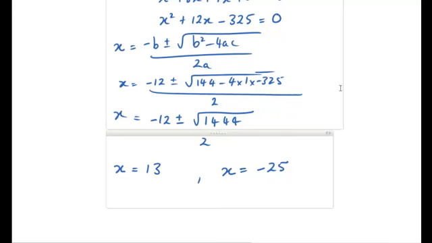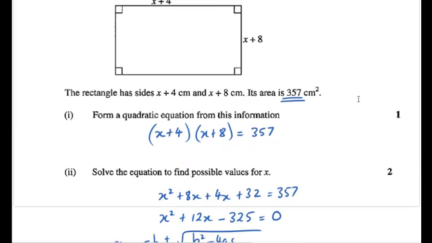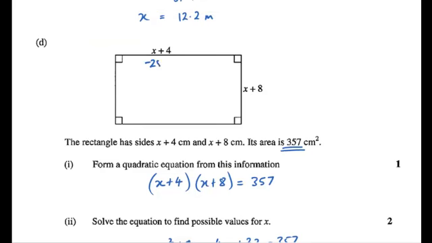Now, don't stop there. It's a word question. Think about what it's asking you. So let's come back up and have a look at it. It says solve the equation to find possible values for x. Now remembering that we've got a rectangle here and we're talking about area, and x is part of the length or width of it. So the length and width need to be positive values. If I have an x value of negative 25, and I put that in here, negative 25 plus 4, well that's negative 21. I can't have a negative length.